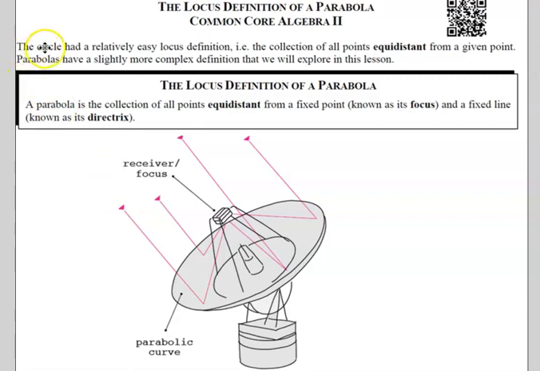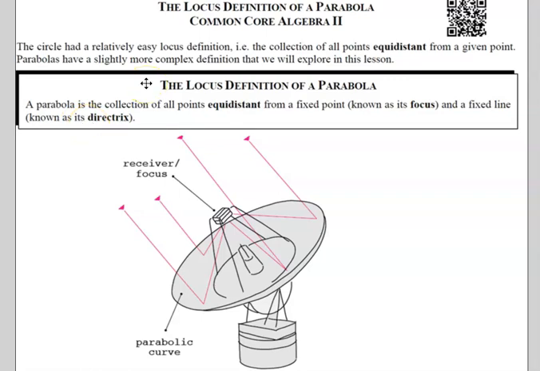You remember back from geometry, we had a locus definition of a circle. All points are equidistant from that center. Parabolas have a similar idea, but it's a little more complicated. And here's the definition. A parabola is all the points that are equidistant from a fixed point called its focus and a fixed line known as its directrix.